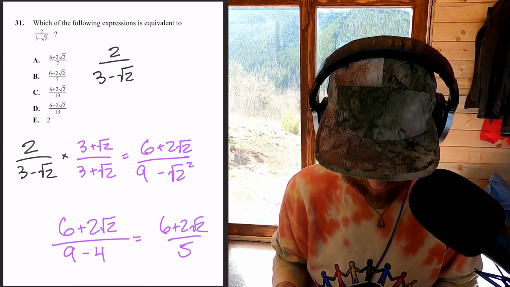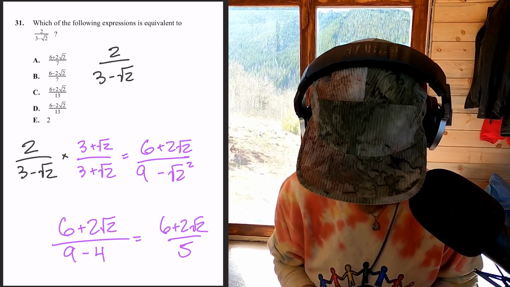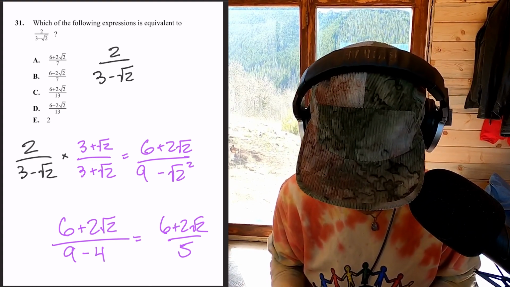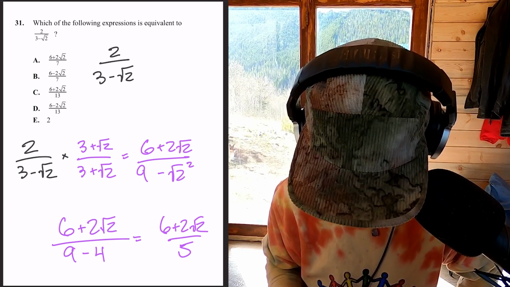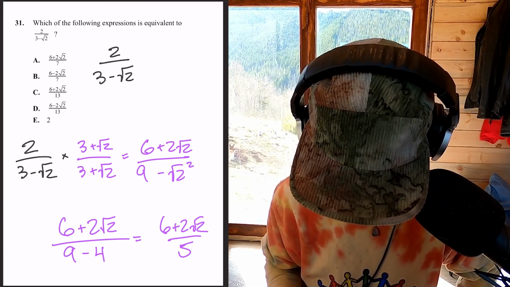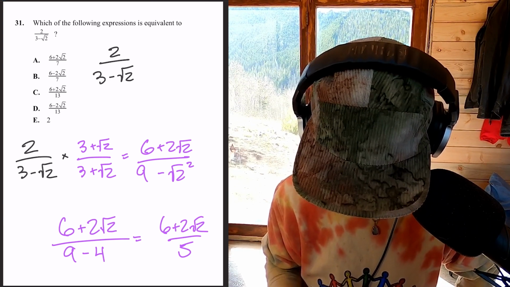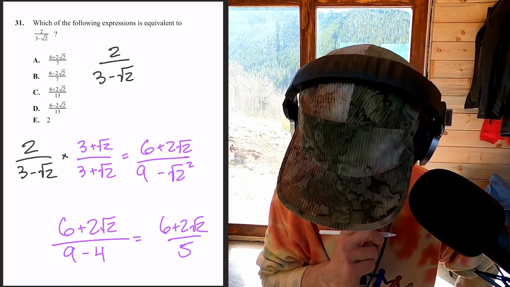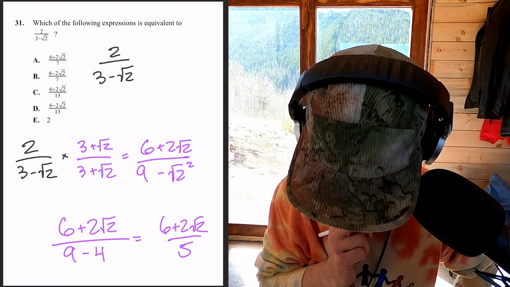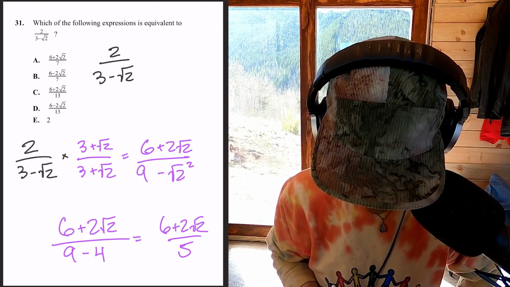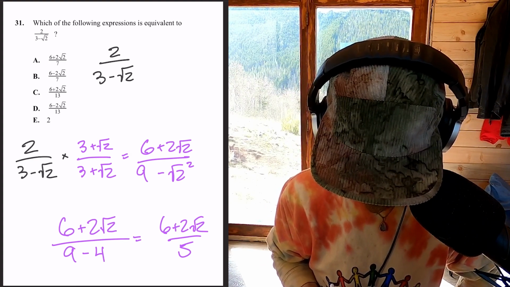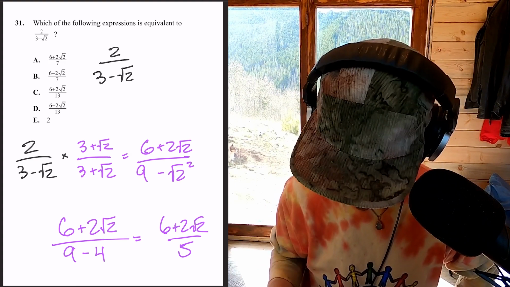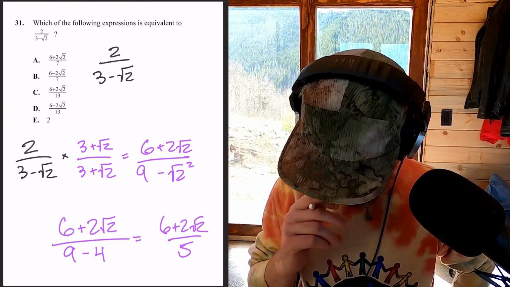5. Is that an answer? Oh gosh, why did I get a 5? 9 minus 4. 3 plus 2, 3 minus 2. That should be negative square root 4. What did I do wrong?